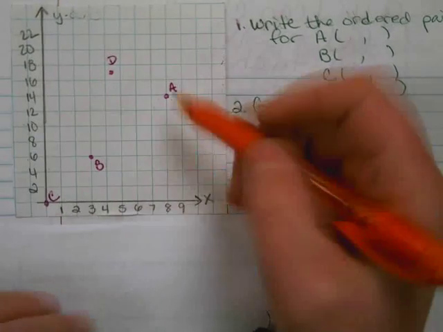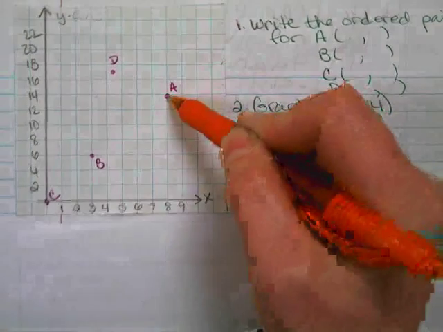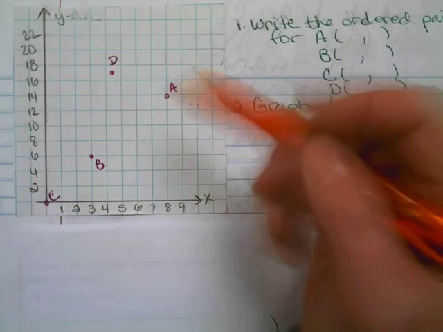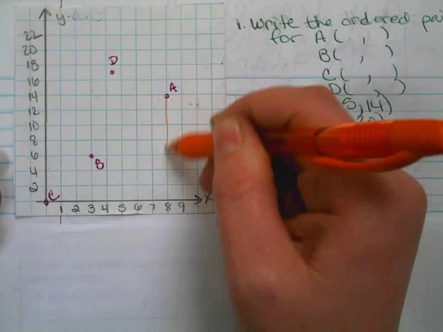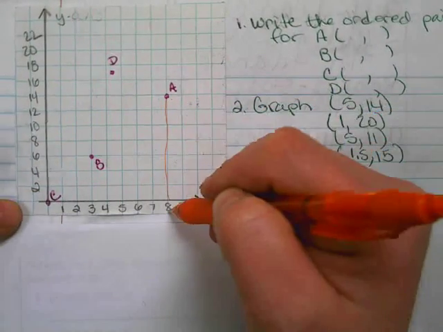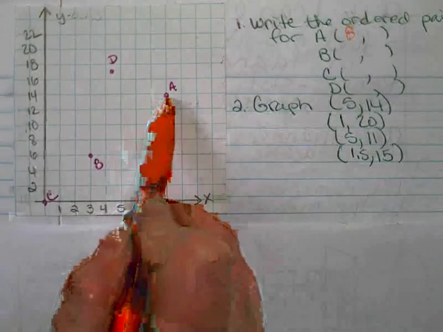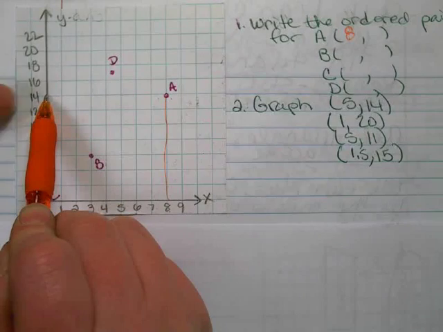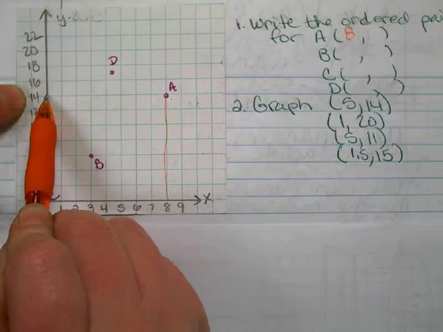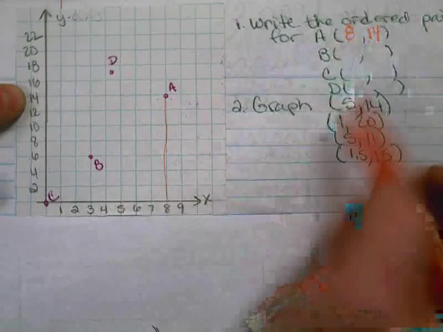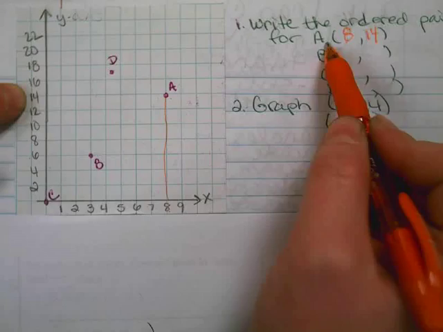I'm just going to start right here. So first I need to find the x-coordinate. And you got to remember the x-coordinate is the left and right. So I'm going to come down all the way down here. My x-coordinate for A is 8. And then I come back to the A point, and I go all the way over till I get to the y-axis, and I find that my y-coordinate is 14. So the ordered pair for A is 8, 14. And you see it's inside of the parentheses.